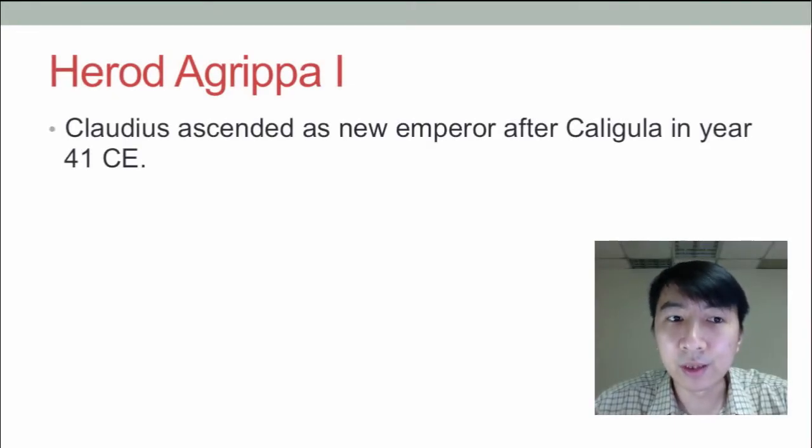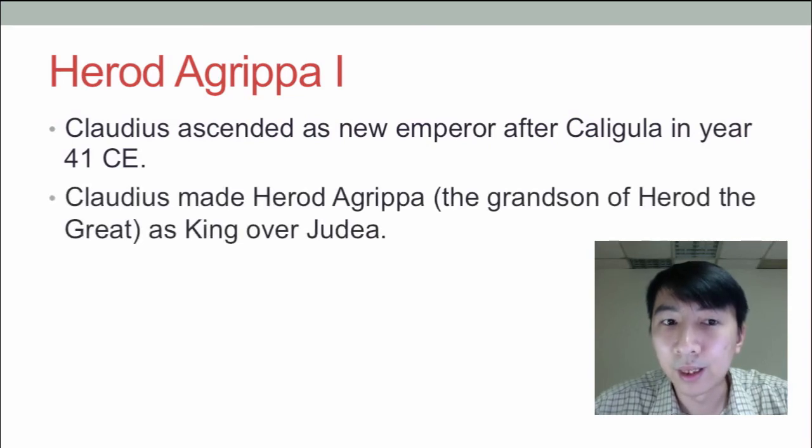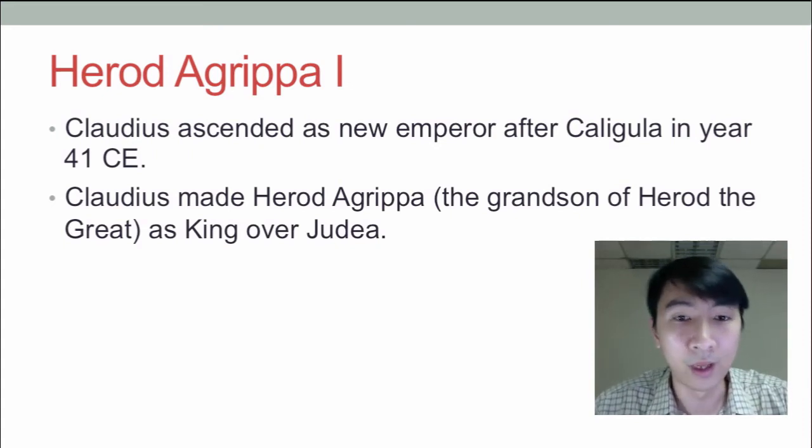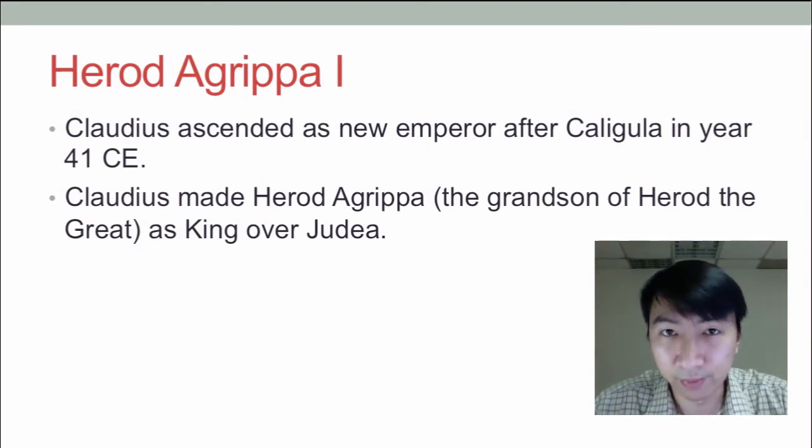It was in the year 41 CE that Claudius ascended as the new emperor after Caligula. And Claudius made Herod Agrippa I king over Judea. Now, Herod Agrippa was actually the grandson of Herod the Great, and he relived the glory of his grandfather. He inherited all the land of Judea, including the land previously governed by Antipas and Philip. And Herod was loved by the people because he showed piety towards the Jewish faith.